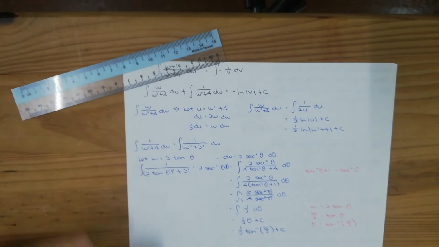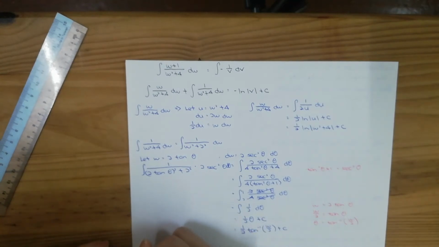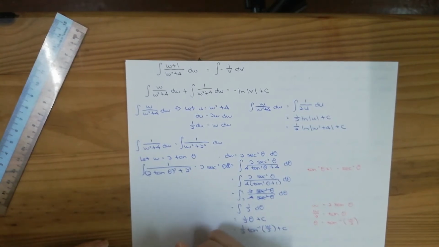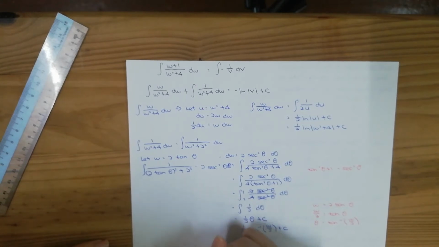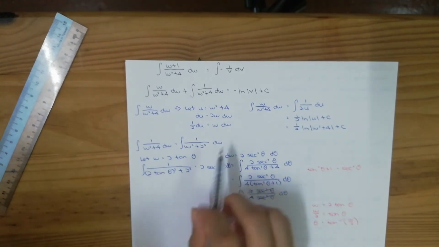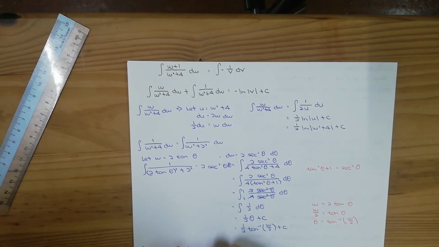So now we can write back this integration. So we have W over W square plus 4 dW plus 1 over W square plus 4 dW is equals to negative ln V plus C. So we just have to copy back the integration. So 1 over 2 ln W square plus 4 plus 1 over 2 inverse tangent W over 2 is equals to negative ln V plus C.